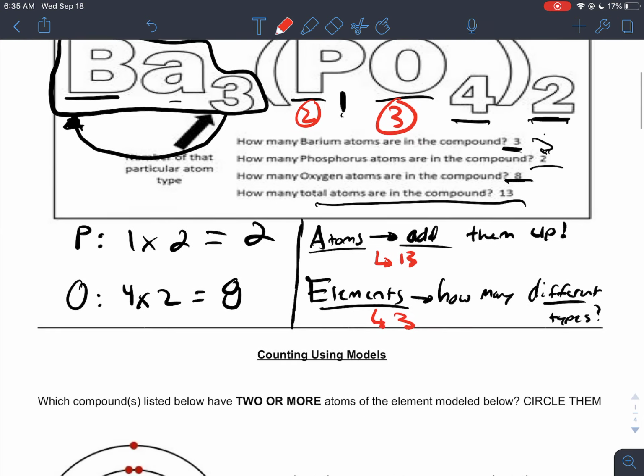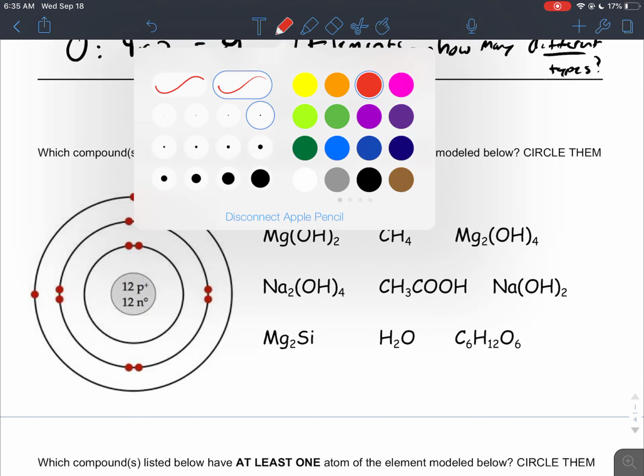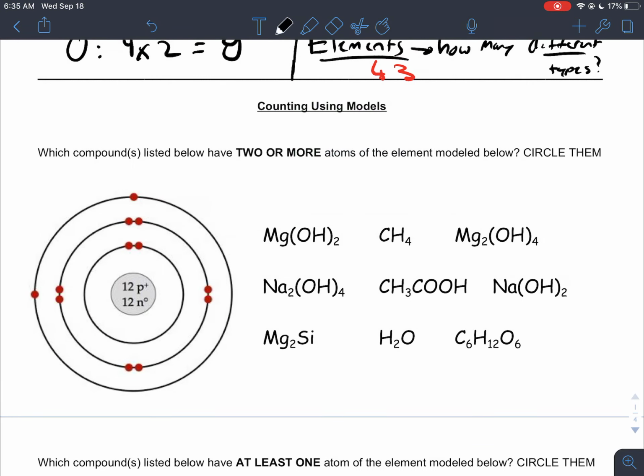I want you to scoot down to the part called counting using models. I'm going to give you an example of this, and I'm actually going to give you 2 more examples, and then you're free to work on your packet. Counting using models. Which 2 compounds listed below have 2 or more atoms of the element modeled below? Circle them. So what's important to me, I know that 2 or more matters. And then I need to figure out what element we're talking about, because I'm not going to tell you. You need to read this model and figure that out.